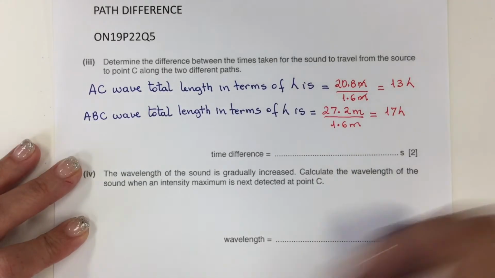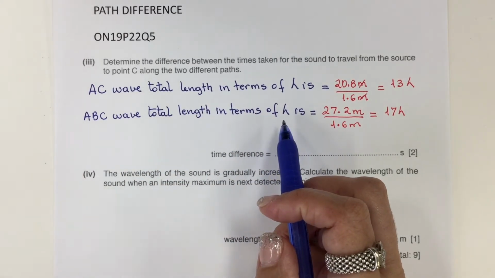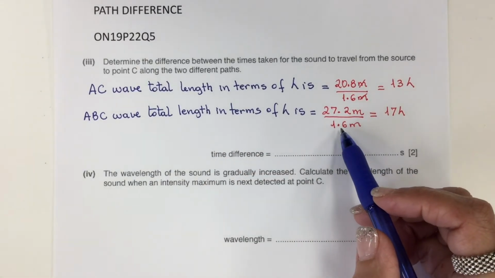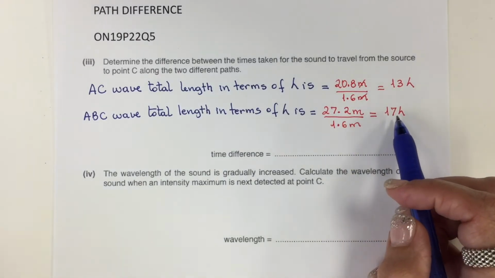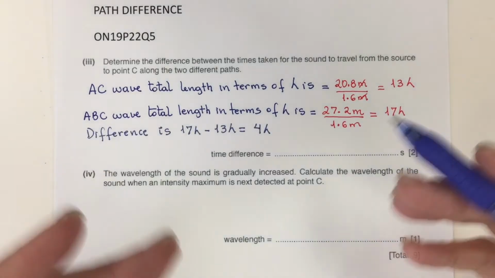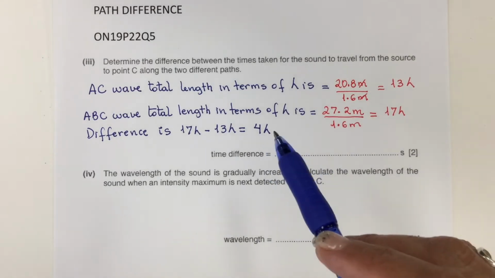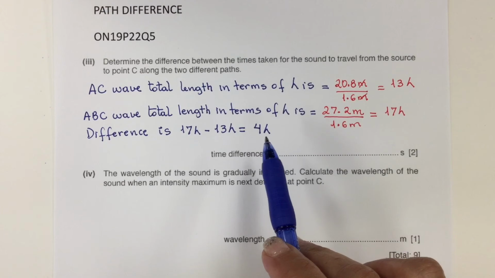Likewise, ABC path wave total length in terms of a single wavelength is that the total distance over the size of one single wavelength, so is 17 times the value of one wavelength. So the difference between both in terms of wavelength is 4 wavelength, which is no surprise here. That's the path difference between both waves. The question is, how do I convert this into time?